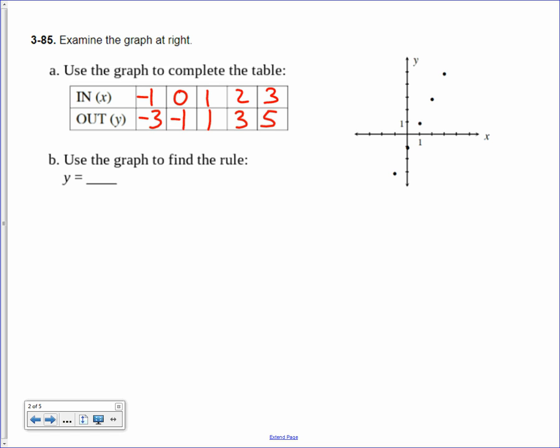So it says use a graph to find the rule. So my initial value is -1. So I know I'm going to -1. So I always start x minus 1. And I'm going up by 2 each time. So my growth is going to be 2. So it's 2x minus 1.